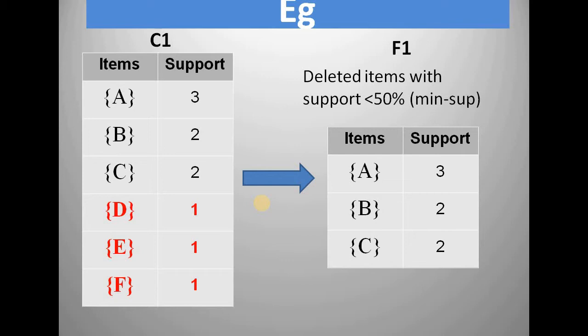So these are the first two steps done with the data. We first create C1, where we have the initial pass through all the elements in the transactions. We calculate its support, and the second step is to prune the elements which don't have minimum support. I prune them off, and then I get F1, which is A, B, C.